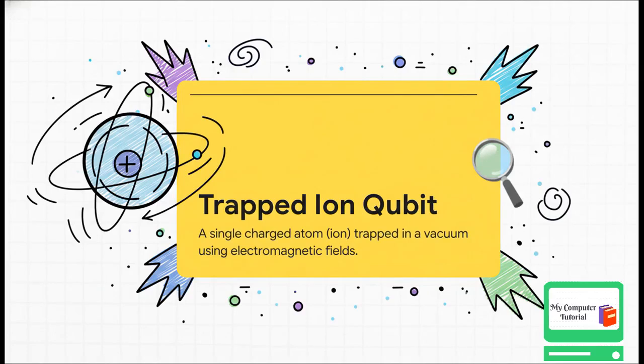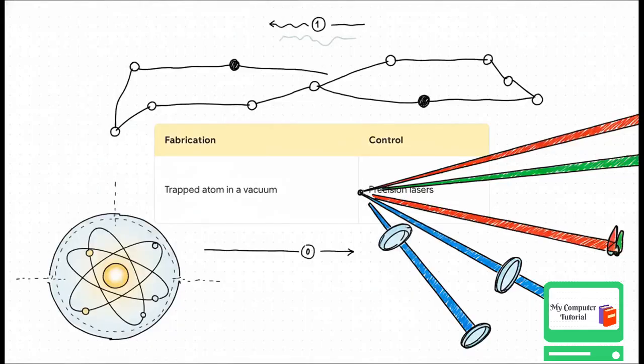Next in our gallery is a completely different philosophy, the trapped ion qubit. Okay, forget circuits. For this one, scientists take a single atom, they give it an electric charge so it becomes an ion, and then they trap it in midair, inside a vacuum, using electromagnetic fields. I mean, think about that. We are literally holding a single atom perfectly still in space. It's wild. So how on earth do you control a single floating atom?